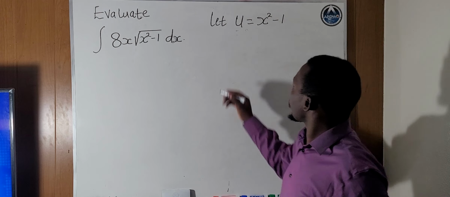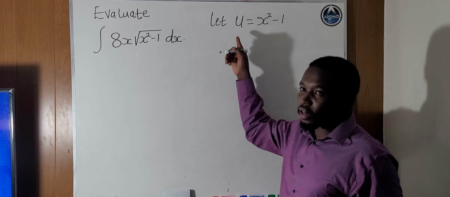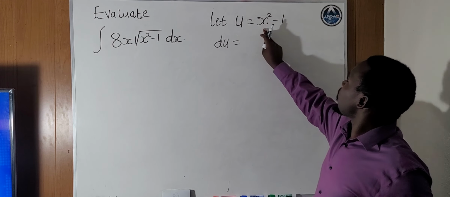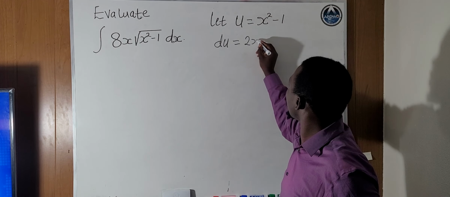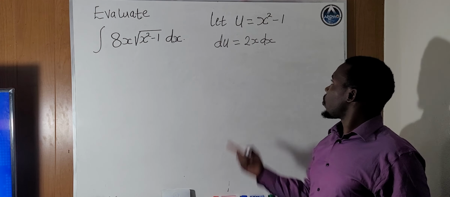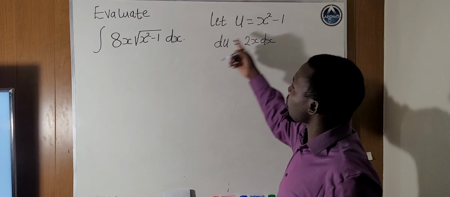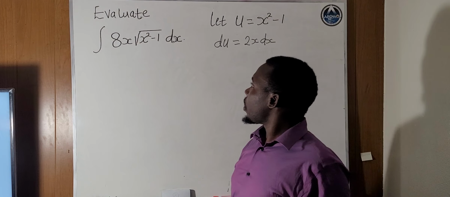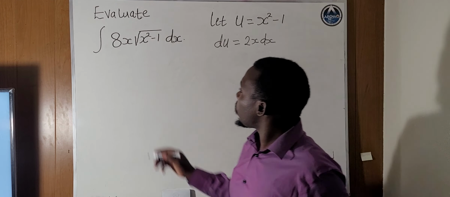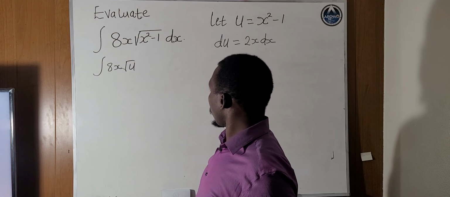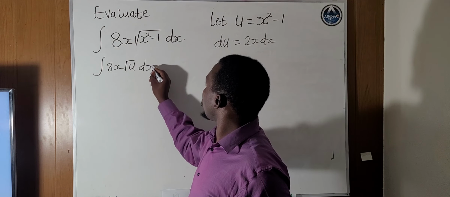Now find the derivative of u, which is du, equal to the derivative of x squared minus 1, which is 2x dx. So we have our du, but we said let u equal x squared minus 1. So instead of x squared minus 1, we'll have u here. Let's rewrite this equation: the square root of u, because that's what we said.